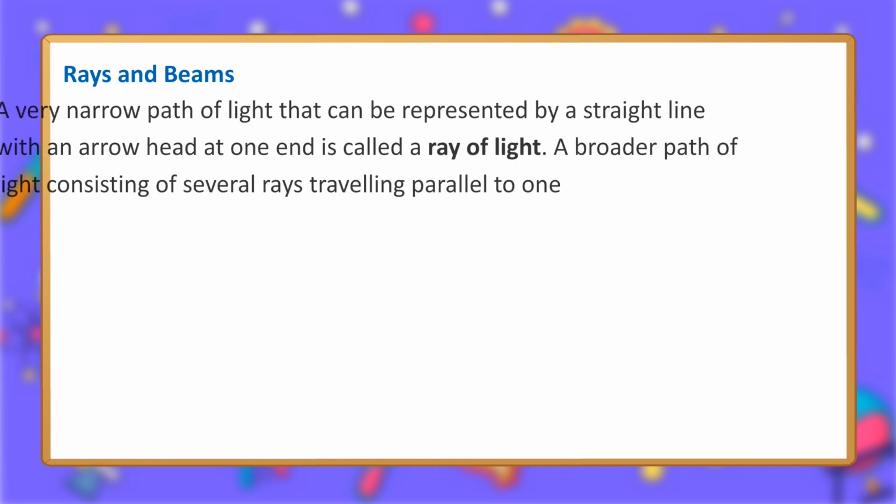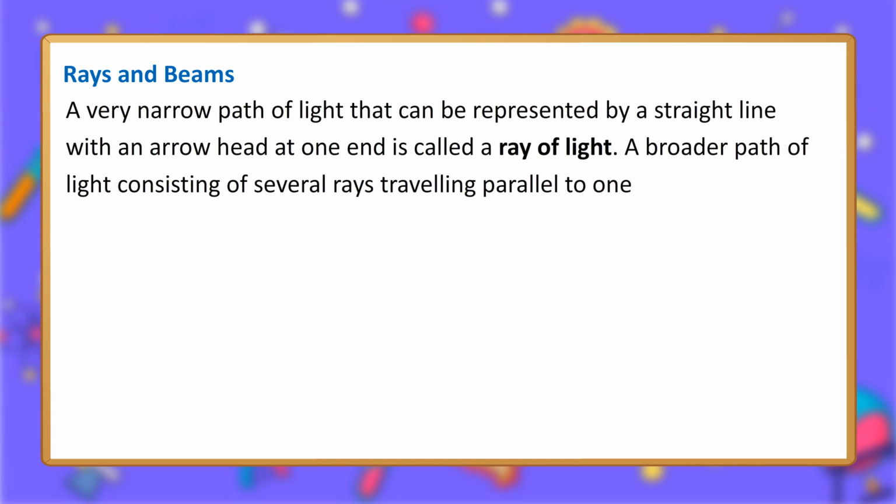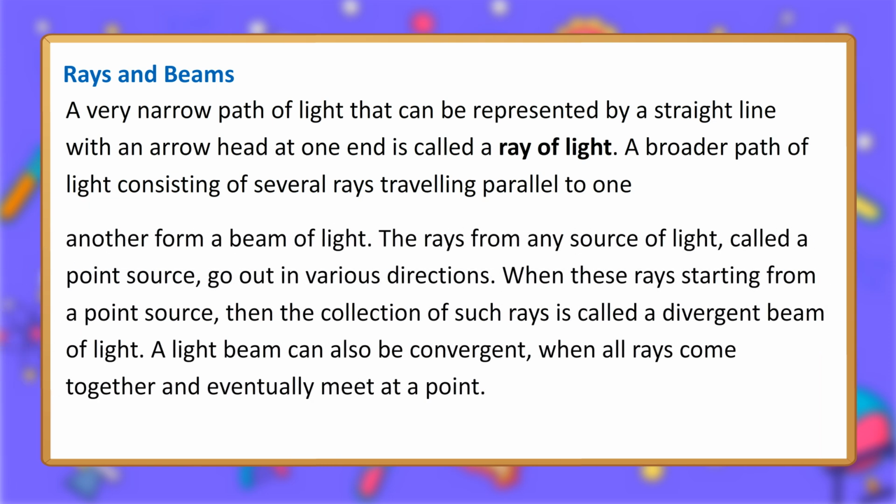Pinhole camera. Rays and beams. A very narrow path of light that can be represented by a straight line with an arrowhead at one end is called a ray of light. A broader path of light consisting of several rays traveling parallel to one another forms a beam of light.